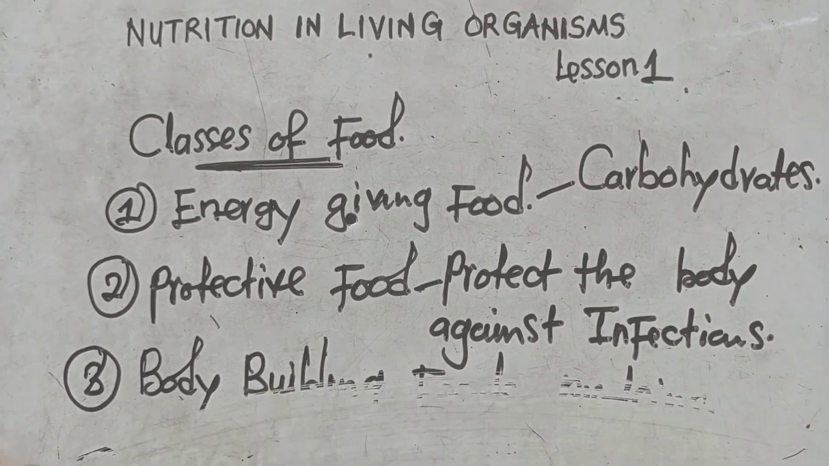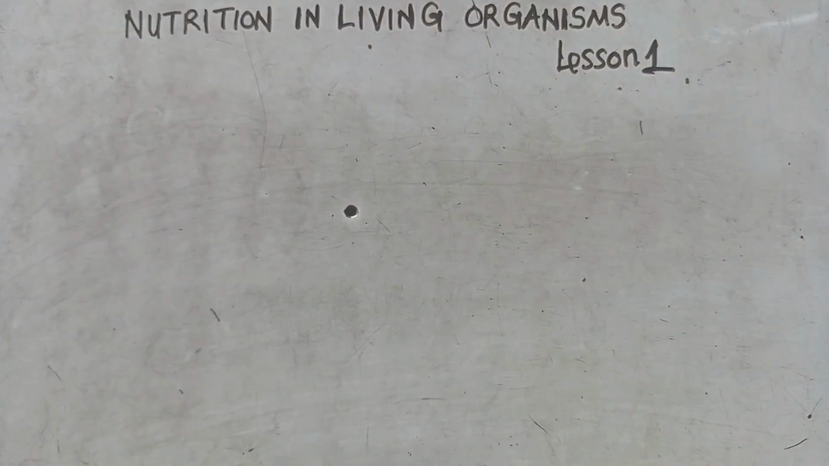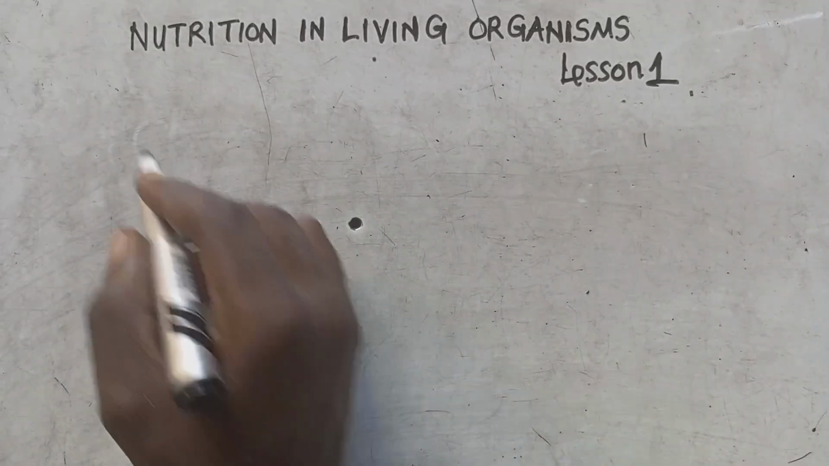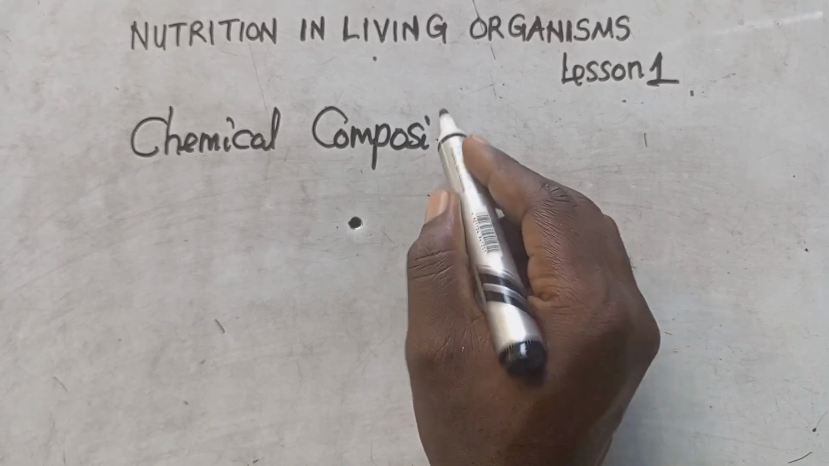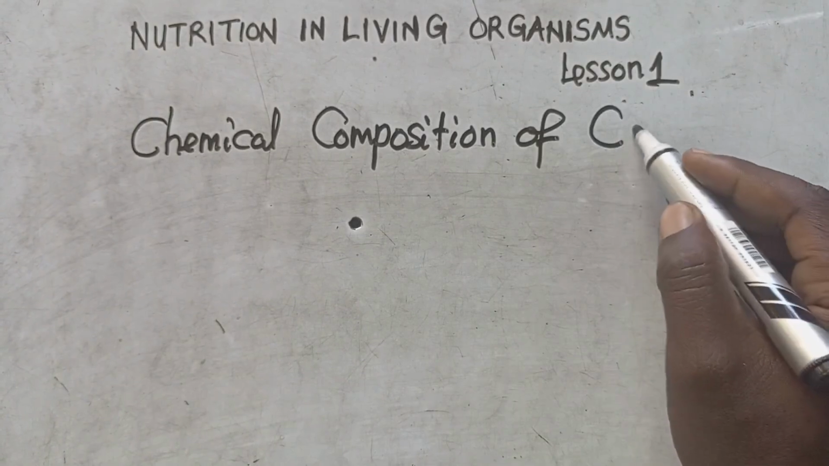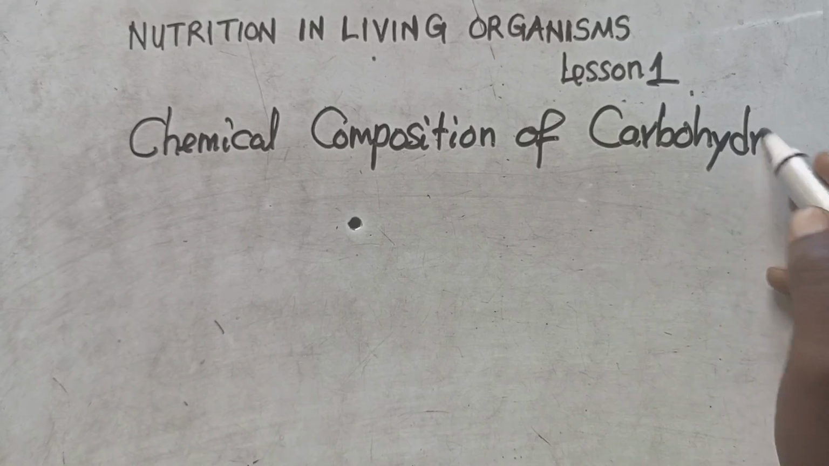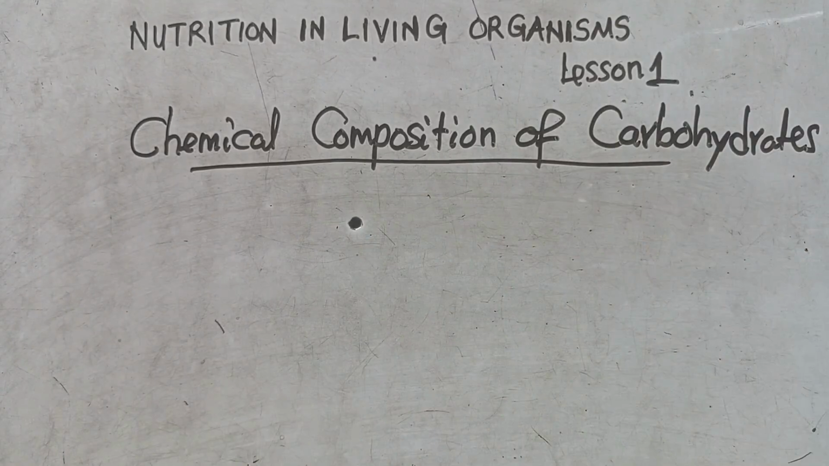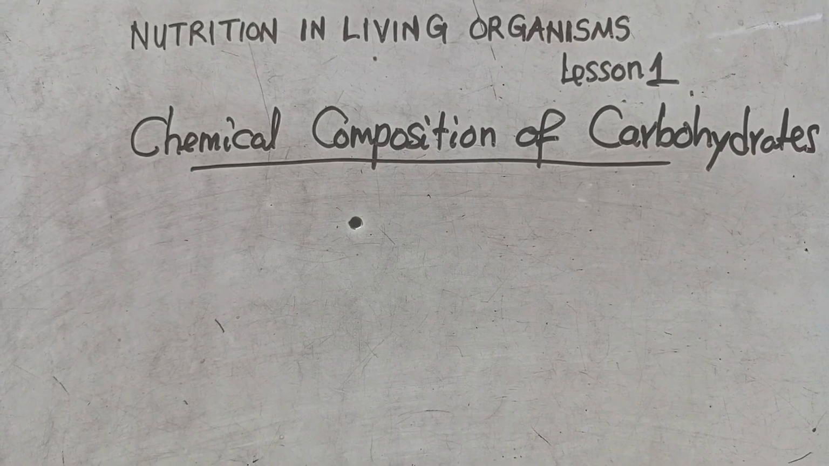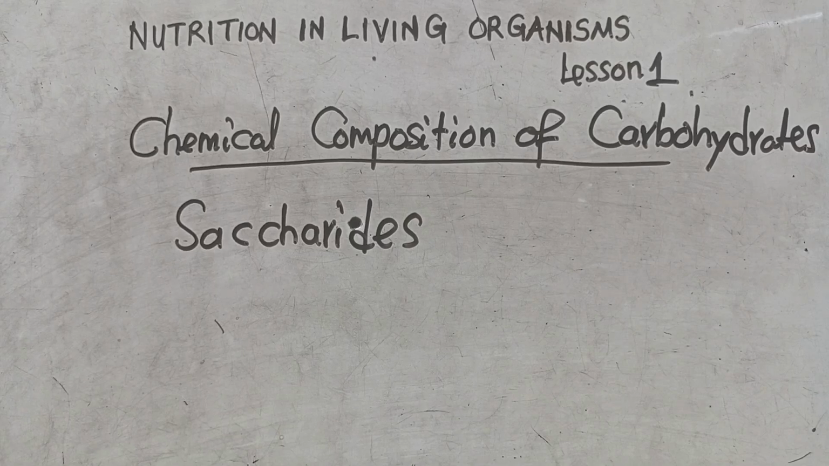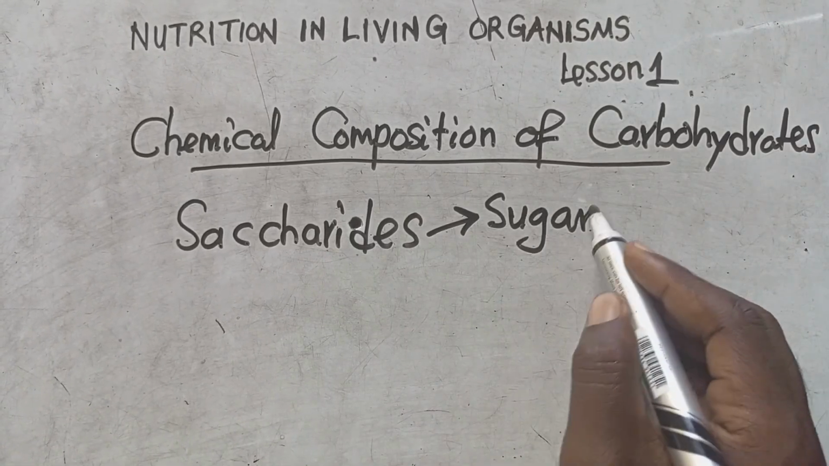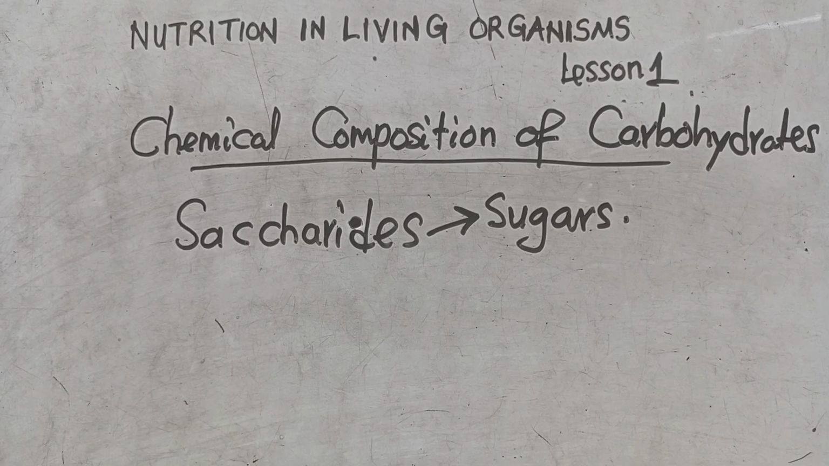Let us look at chemical composition. So we look at the chemical composition of carbohydrates. You need to understand when I say chemical composition, what it is made of. These carbohydrates, they get to have what we call saccharides. These saccharides are what we call sugars. This is what you are supposed to know. They are called sugars.